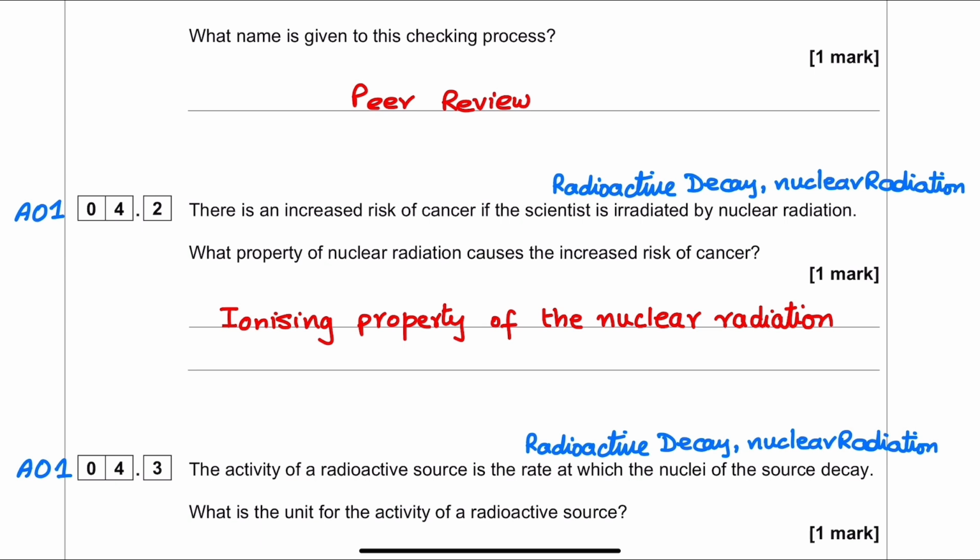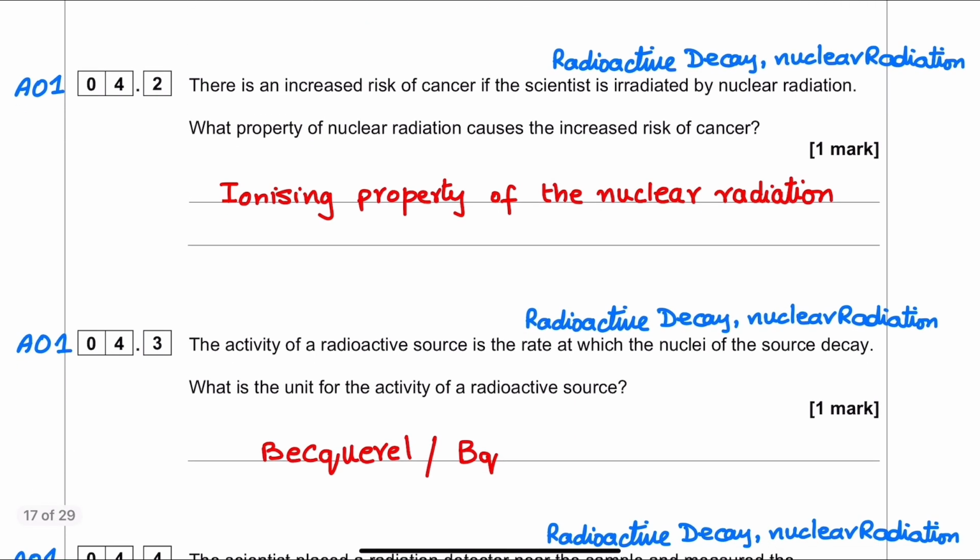4.3 is an AO1 question, and this question is again from radioactive decay and nuclear radiation. The activity of a radioactive source is the rate at which the nuclei of the source decay. What is the unit of the activity of a radioactive source? The unit of the activity of the radioactive source is becquerel or Bq, after the name of the scientist Henri Becquerel.